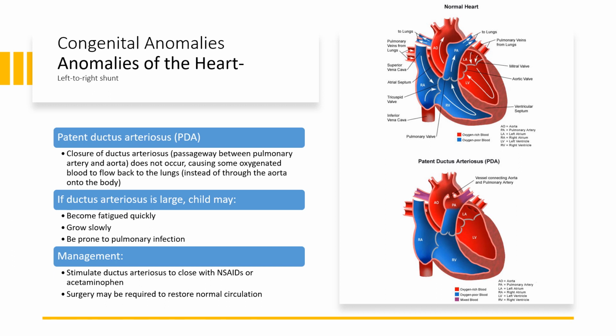They become fatigued quickly, grow slowly, and are prone to pulmonary infections. To close the ductus arteriosus, they'll use NSAIDs or acetaminophen, right? Life-saving acetaminophen. Surgery may be required to restore normal circulation. So it's one where it's all right, and a lot of times they won't see it till later.